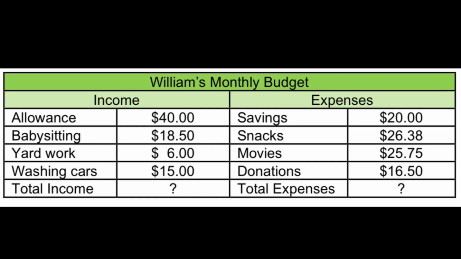He has snacks, which is $26.38. He went to the movies, probably with a friend, $25.75. And he makes a donation of $16.50. I want you to answer these two questions. What is William's total income for the month? And what is William's total expenses for the month?